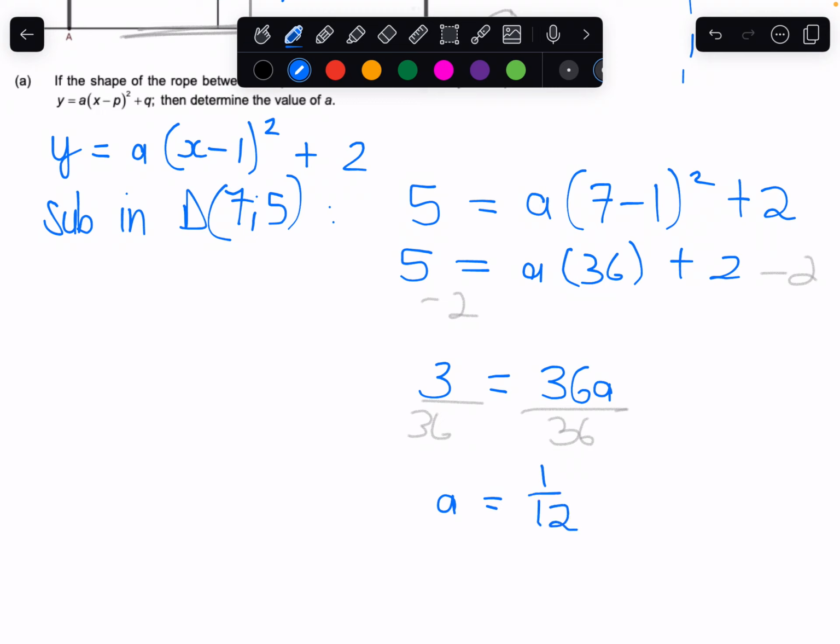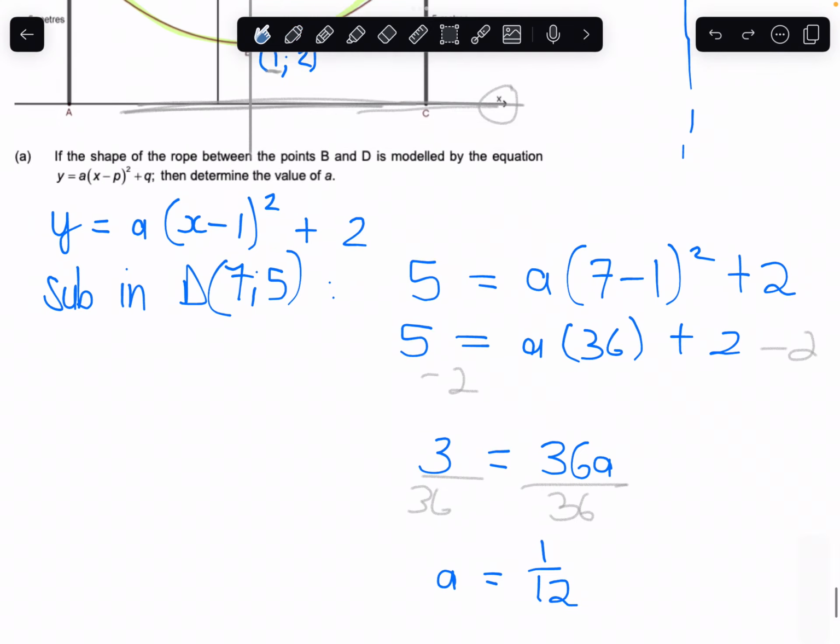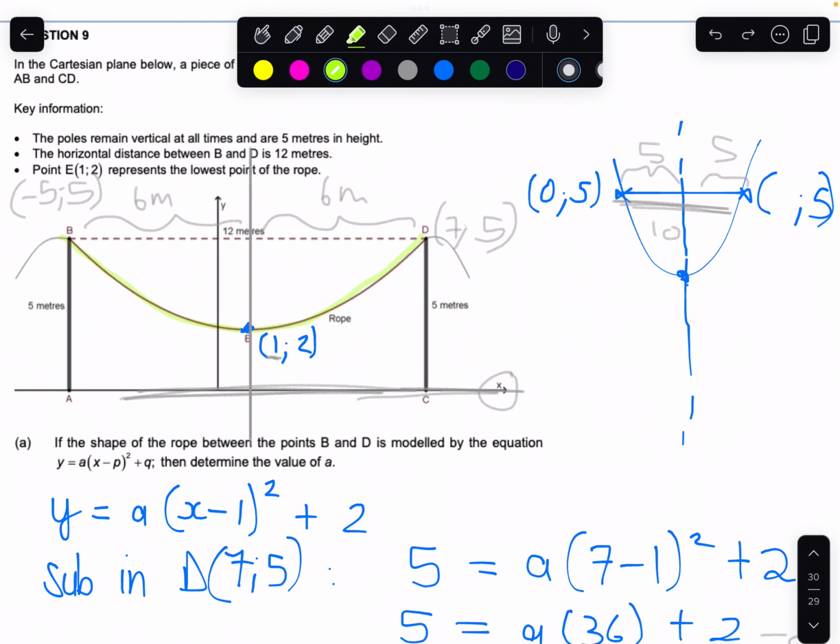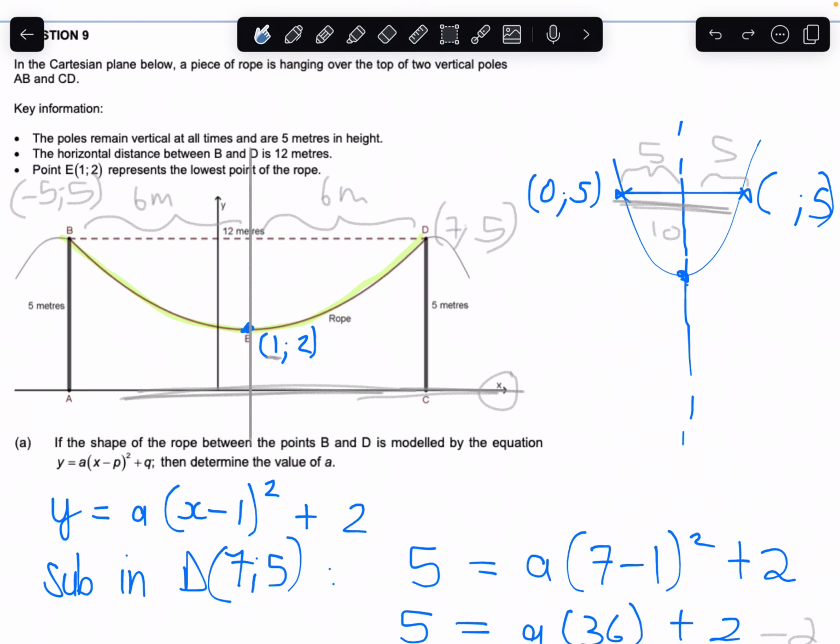Okay, so let's just double check with the memo. And we are in agreement. a is 1/12. And of course you could double check by subbing in this point and seeing if everything still works out as expected. Okay, so on to the next part of the question.